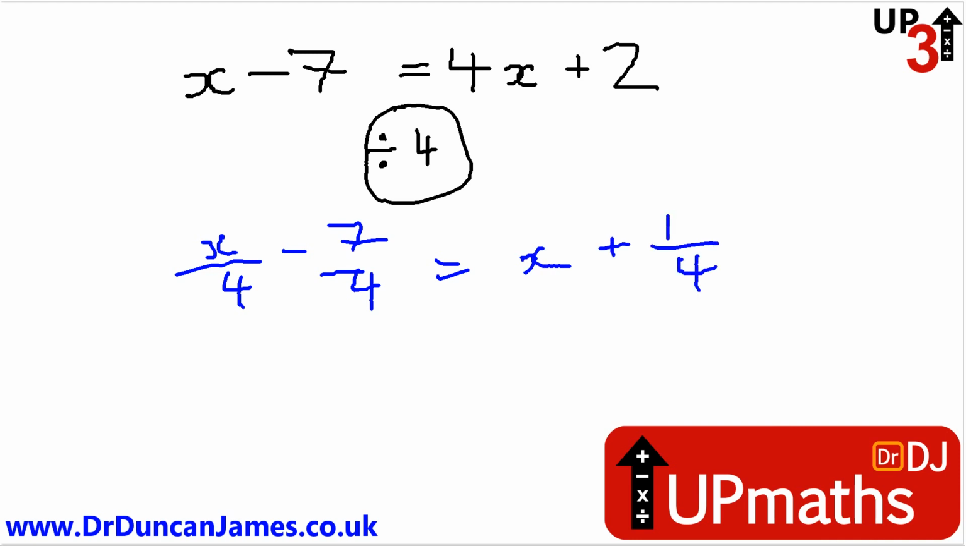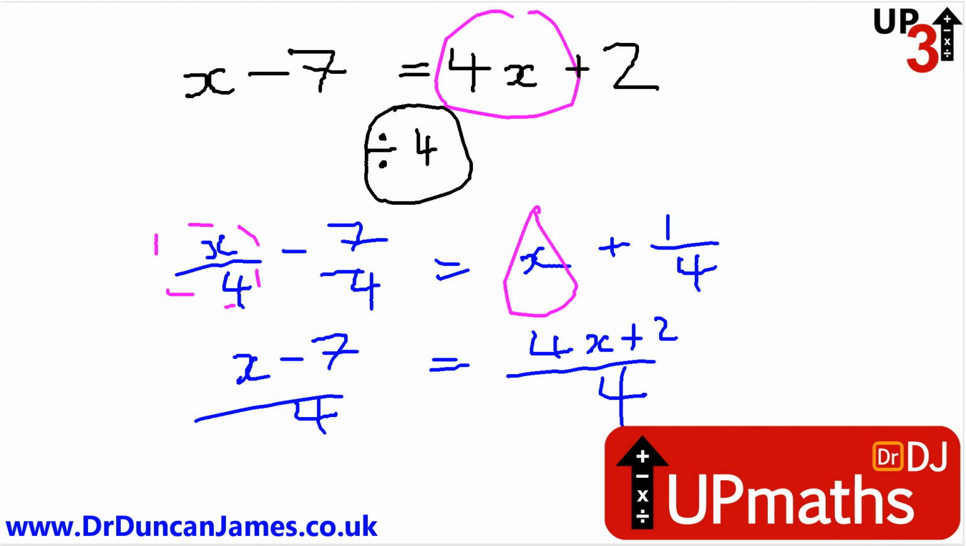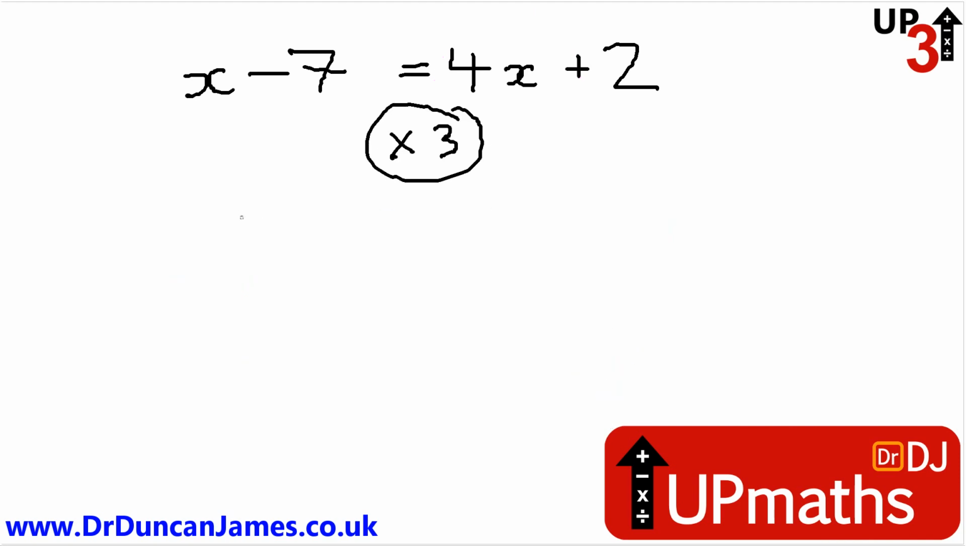You might have chosen to do that if you wanted to deal with this x here. I think that would have been a mistake because then you've created a problem here. And just to say, you could also have written x minus 7 divided by 4 equals 4x plus 2 divided by 4. The important thing is that you divide the entirety of each side by 4. Times everything by 3, that makes 3x minus 21 equals 12x plus 6. Notice we timed each thing by 3.